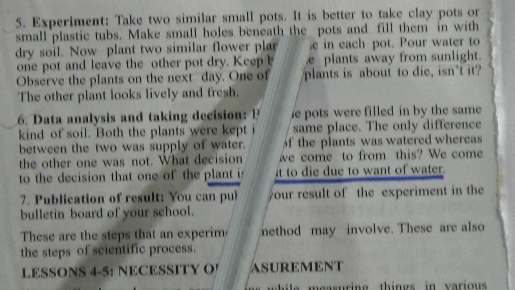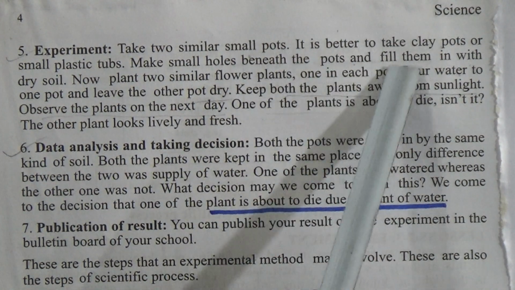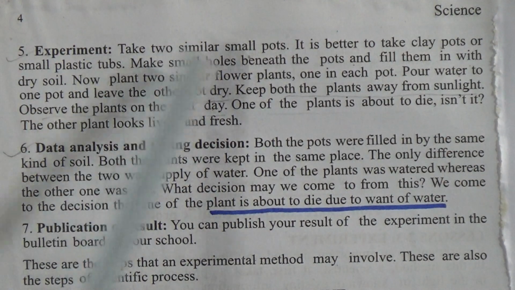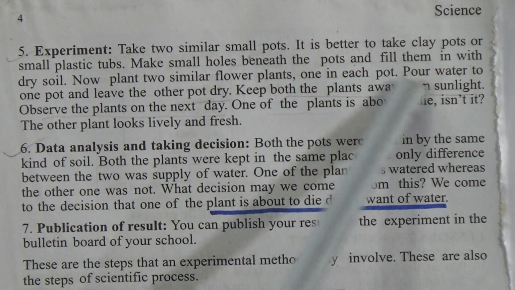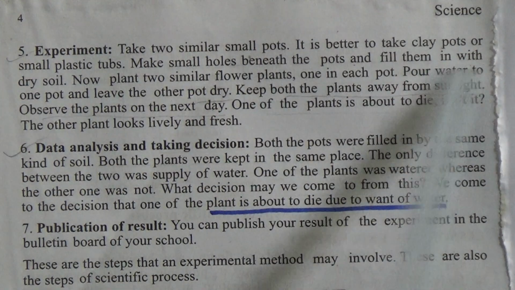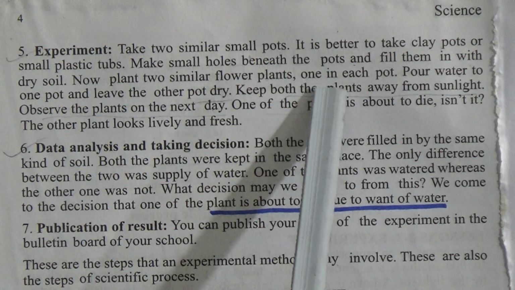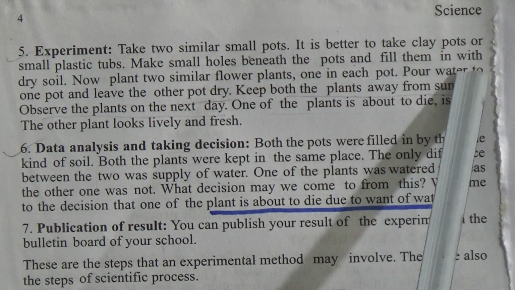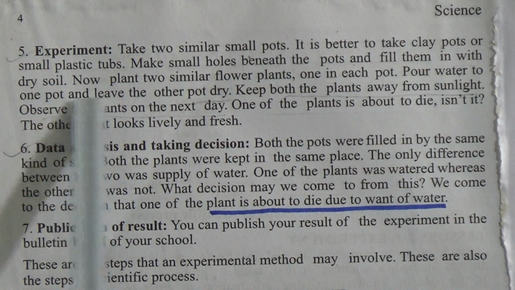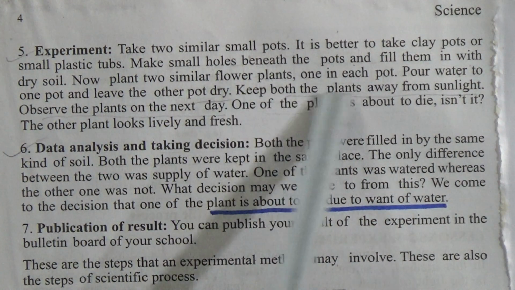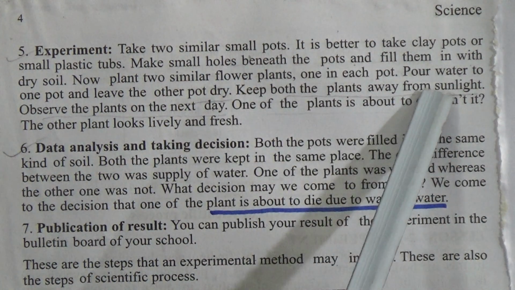Now come to page 4, experiment. Take 2 similar small pots. It is better to take clay pots or small plastic tubs. Make small holes beneath the pots and fill them with dry soil. Now plant 2 similar flower plants, 1 in each pot. Pour water to one pot and leave the other pot to dry. Keep both the plants away from sunlight.